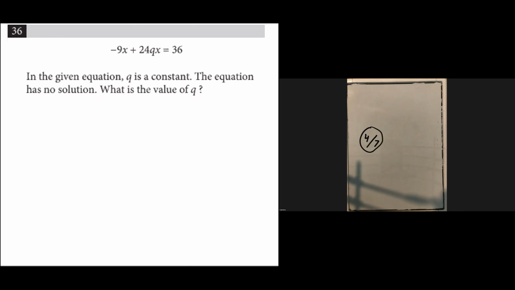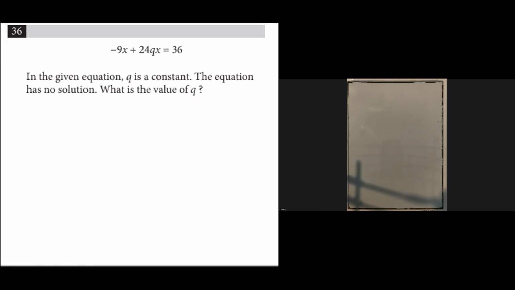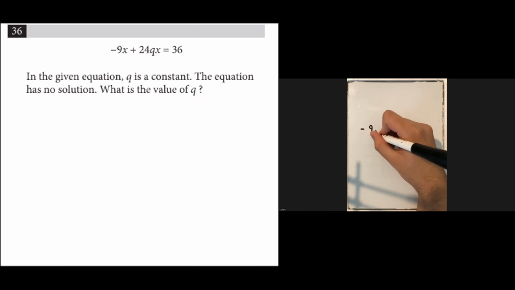Okay, so for question 36, we're given that negative 9x plus 24qx equals 36. And we're told that q is constant and the equation has no solution.